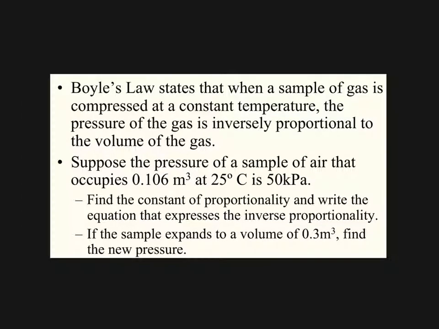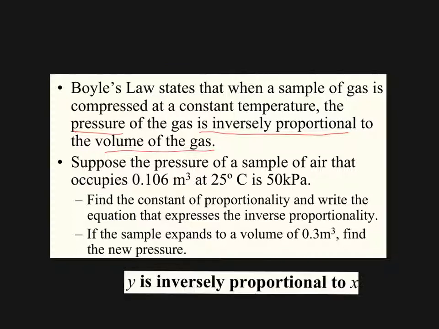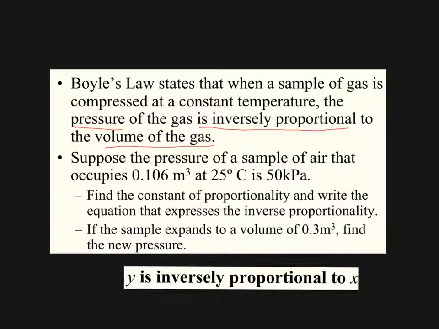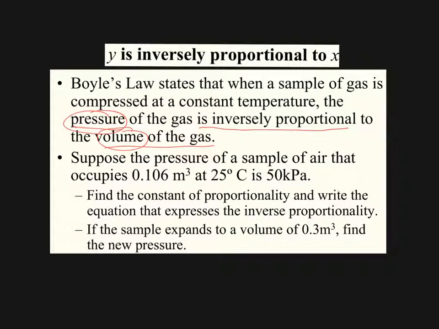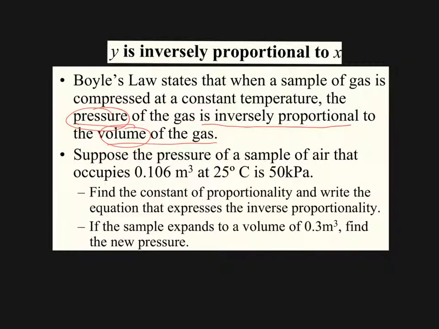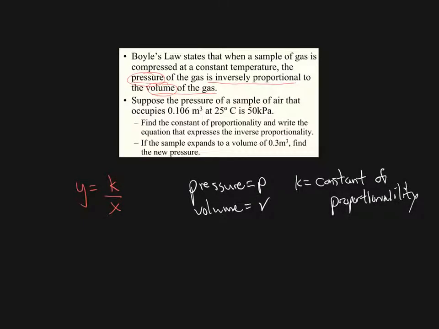So this next problem takes up a lot of space, but that's just because it takes a lot of space to explain what's going on. We have this idea of Boyle's Law that states when a sample of gas is compressed at a constant temperature, the pressure of the gas is inversely proportional to the volume of the gas. As I see this idea that pressure is inversely proportional to volume, I'm looking back at that last page. Y is inversely proportional to X sounds like I have this original setup, Y equals K over X.